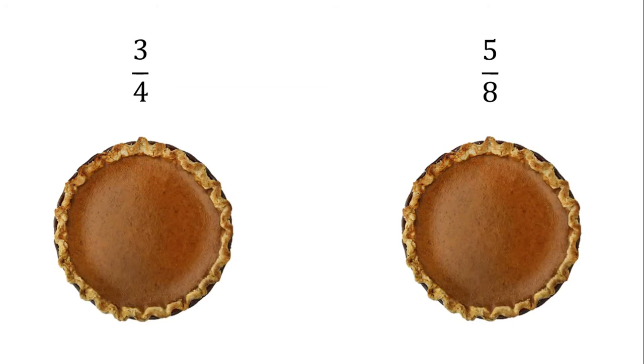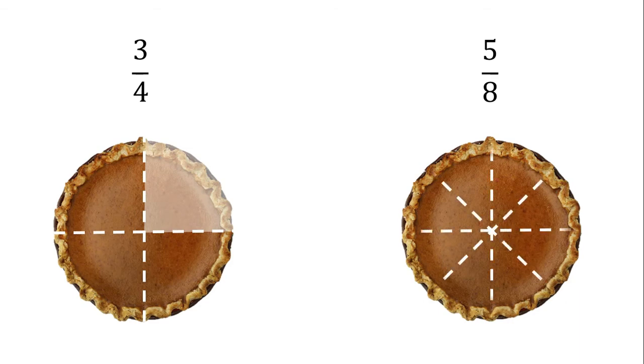Which one's greater, 3/4 or 5/8? Well, you know what we have to do first. Let's draw the model. On the left, we have 3/4, so let's divide that pie into 4ths, because the denominator is 4. And then how many do we have? We have 3 of them, so one pie slice is going to disappear. What about the pie on the right? 5/8, so we need to divide the pie into 8 equal pieces. And how many do we have? 5, so the rest of them are going to disappear.